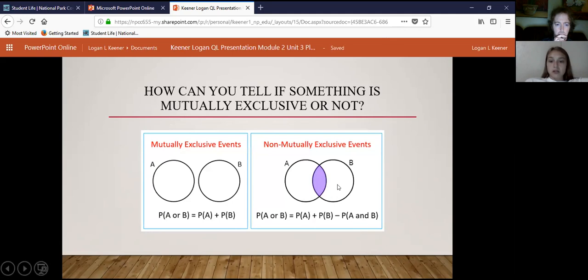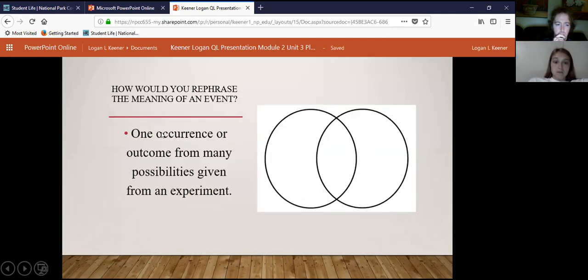The non-mutually exclusive ones are, in fact, joint, which means they're just intersecting. So on the right picture here, you can see that there's that little purple section. That just shows that that is a non-mutually exclusive event.